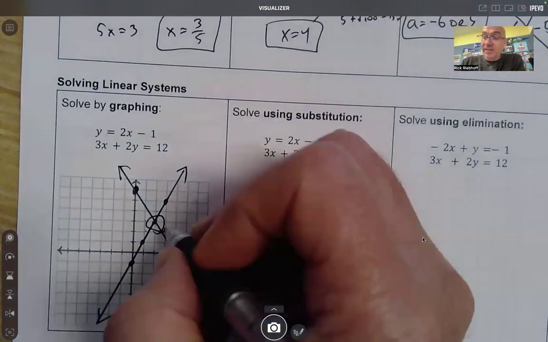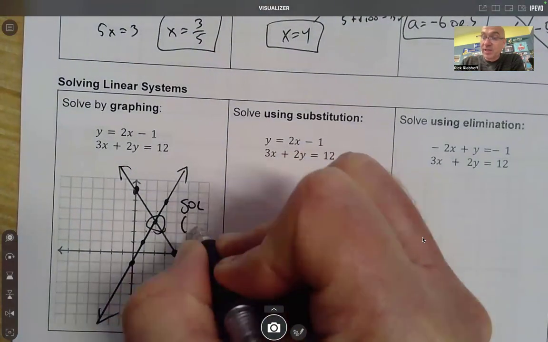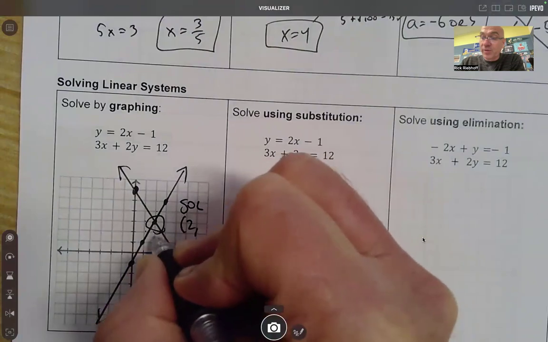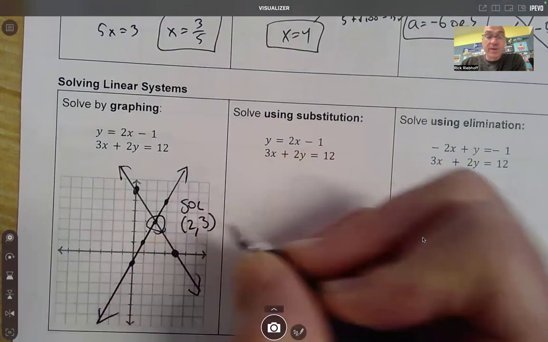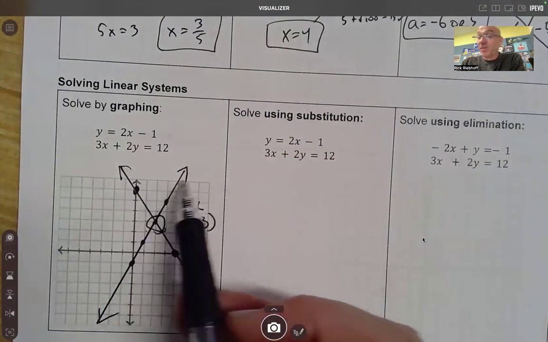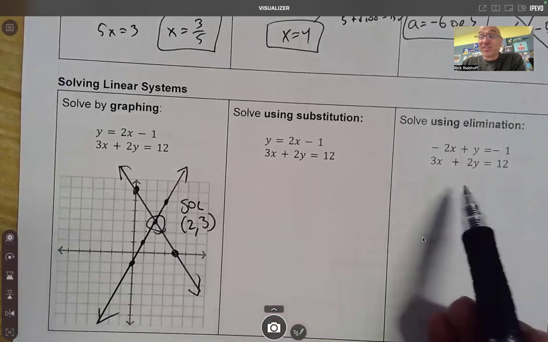All right, so we need to say the solution is 2 comma, I believe it's 3. 1, 2, 3. 2 comma 3. There it is. So this is going to be the same answer for all these. Okay, we're just doing it a different way.